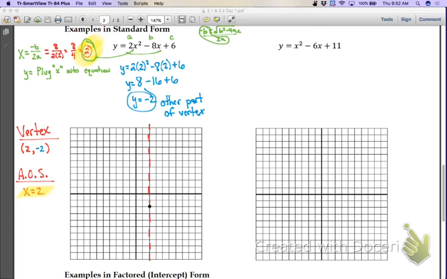Now, we still want to know the main parts as far as what's my domain and what is my range. What's the domain going to be? Domain is always what? Negative infinity to positive infinity.